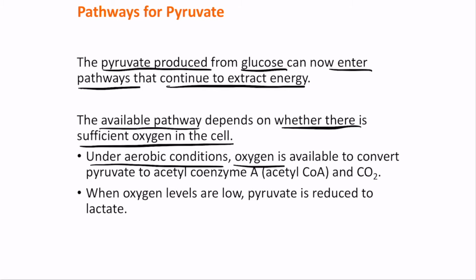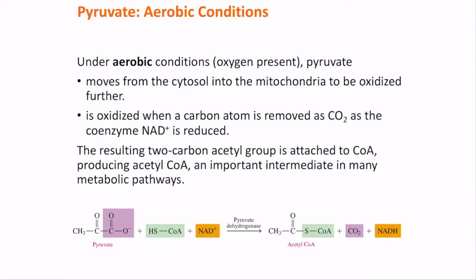Now what happens when you have aerobic conditions? The oxygen is available to convert the pyruvate into acetyl coenzyme A and carbon dioxide. Now when the oxygen levels are really low, pyruvate ends up being reduced to lactate. That lactate is the reason why you have muscle cramps, muscle pain. So under aerobic conditions, what happens here? The pyruvate moves from the cytosol into the mitochondria to be oxidized further.